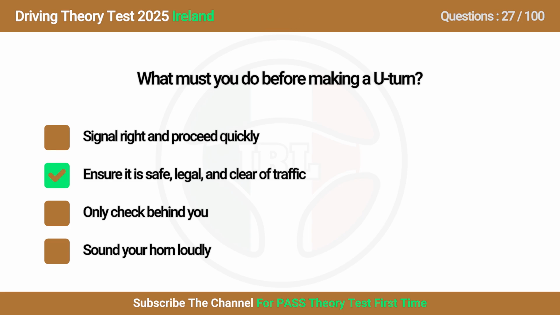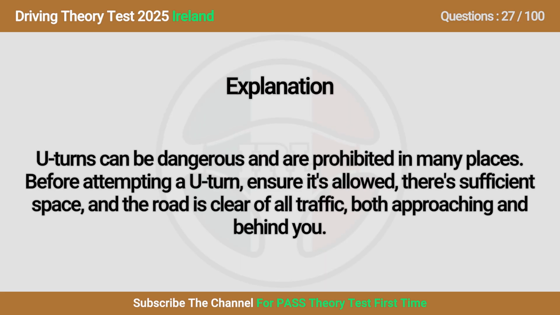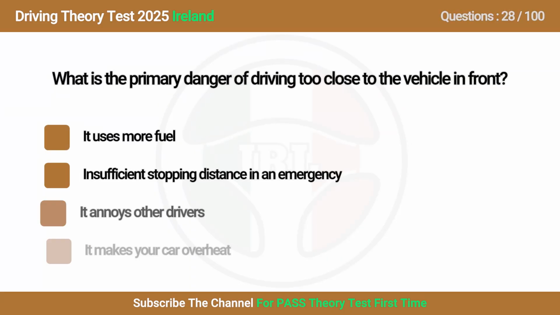Answer is B. Ensure it is safe, legal, and clear of traffic. U-turns can be dangerous and are prohibited in many places. Before attempting a U-turn, ensure it's allowed, there's sufficient space, and the road is clear of all traffic, both approaching and behind you. Question 28. What is the primary danger of driving too close to the vehicle in front? A. It uses more fuel. B. Insufficient stopping distance in an emergency. C. It annoys other drivers. D. It makes your car overheat.